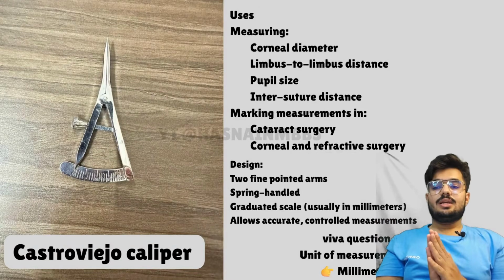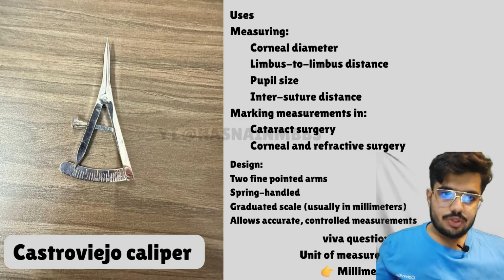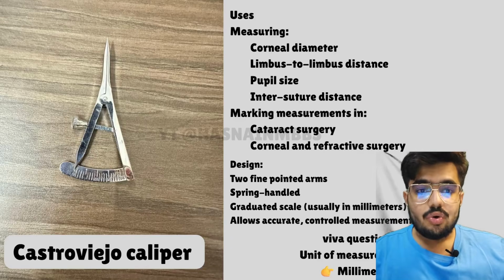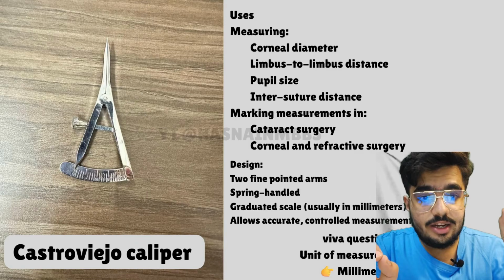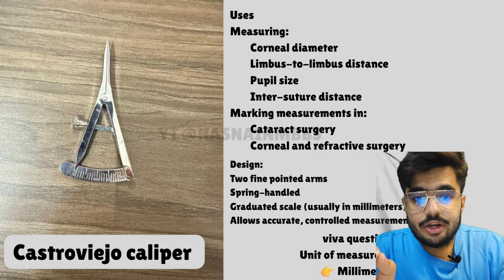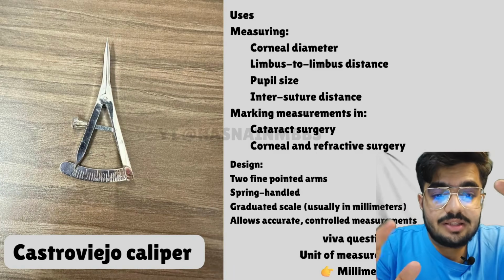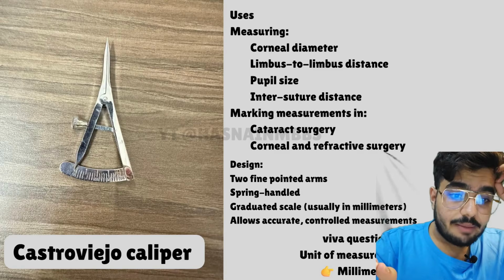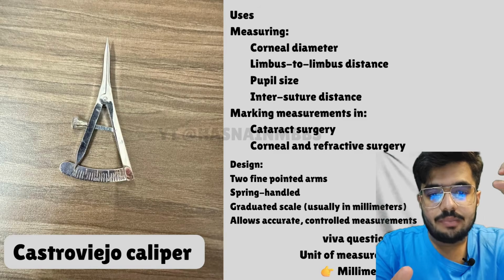Next instrument is the Castroviejo caliper. A caliper, you know, is used to measure. So it is the Castroviejo caliper used to measure the corneal diameter, pupil to limbus distance, pupil size, or intersuture distance. It is used for marking and measurement in cataract surgery. We want precision to measure, so we have this instrument to measure accurately.